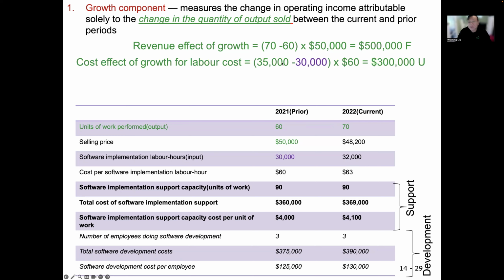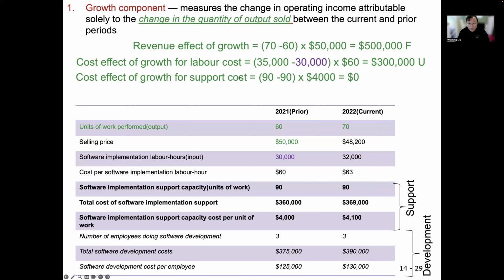So I use 35,000 hours minus 30,000 times prior year's rate 60. So this one equals $300,000. Okay. This is a higher cost, right? The cost is higher, so it's unfavorable. So this is a variable cost. And now there are still the support and development costs left. These are fixed costs, right?